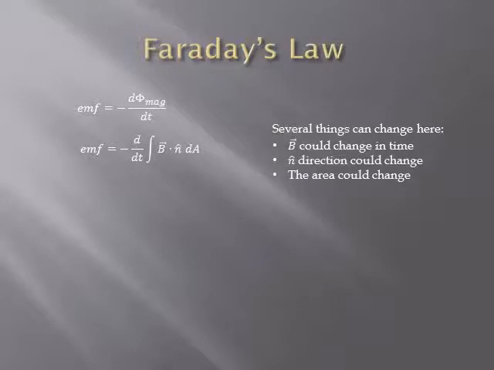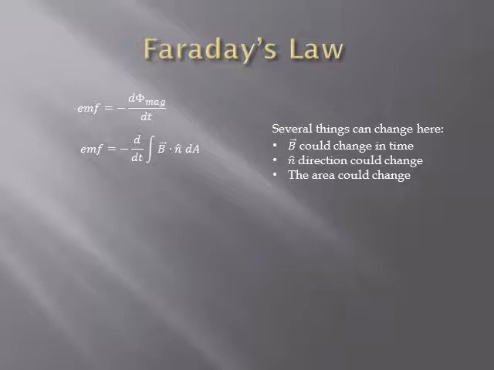So when you take the derivative with respect to time, you have to ask yourself, what is changing with the magnetic flux? Is it the strength of my B field? Is it the angle between the B field and the normal? Is it the area in which we're looking at? Is it changing? So you have to ask these questions.